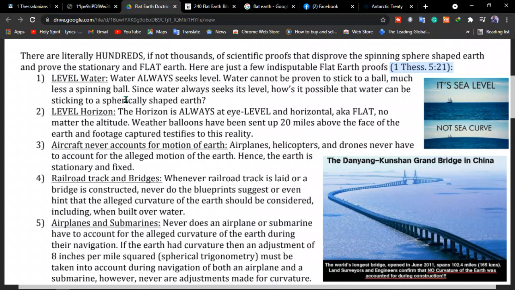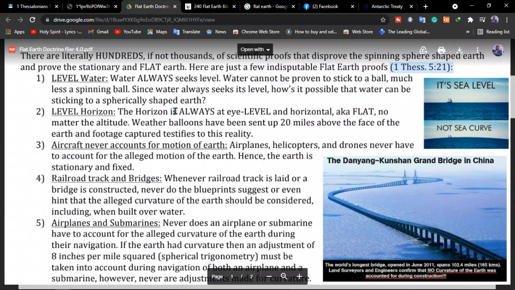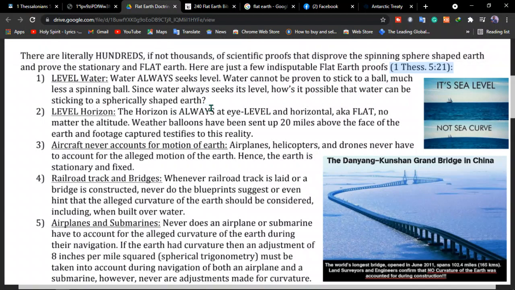You know, yes, they say gravity. What is gravity? If water can really stick on a spinning ball, then I don't think we could even pour water from a glass. Because you see gravity and all those. I don't really understand these people. Since water always seeks its level, how is it possible that water can be sticking to a spherically shaped earth? How is it possible?